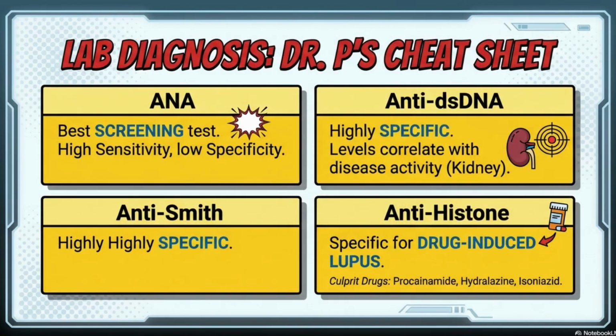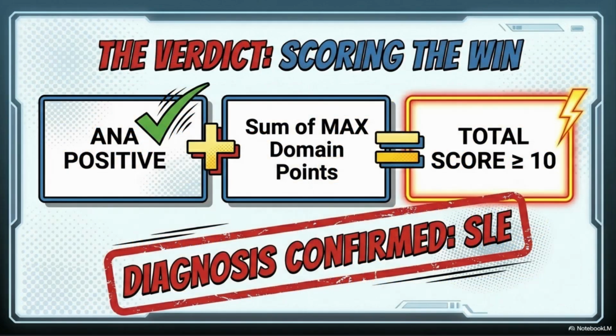Memorize this cheat sheet. This is high yield. ANA is the best screening test. It is sensitive but not specific. Anti-Smith is highly specific. Anti-dsDNA is also highly specific and correlates with disease activity like kidney damage. Anti-histone is specific for drug-induced lupus. Remember the drugs procainamide, hydralazine, and isoniazid. ANA positive plus a score of 10 or more equals SLE.